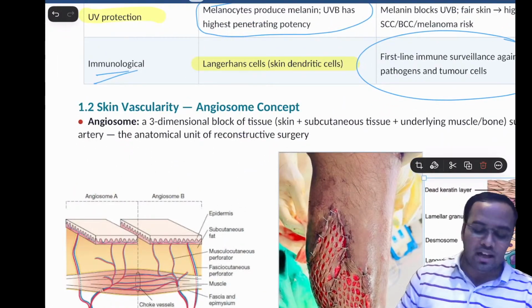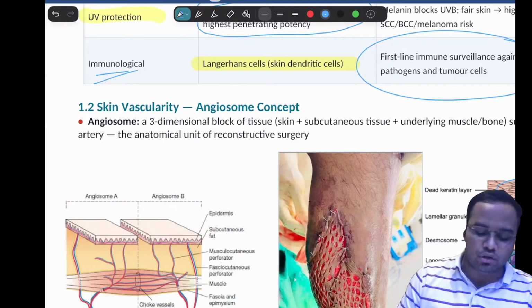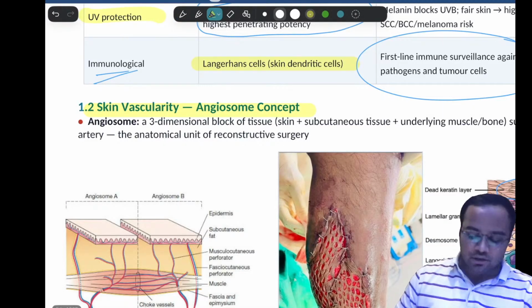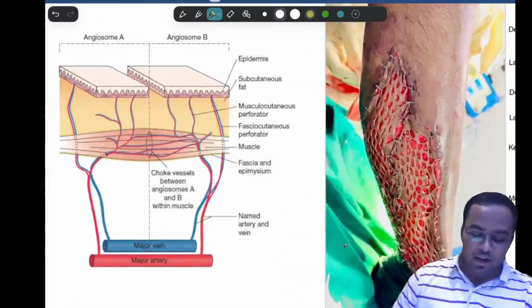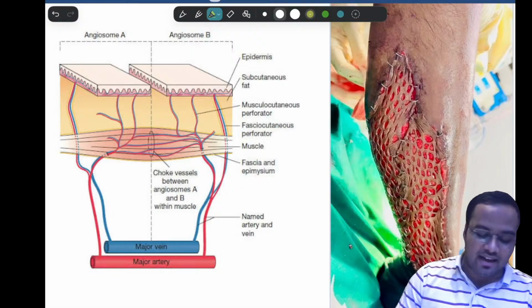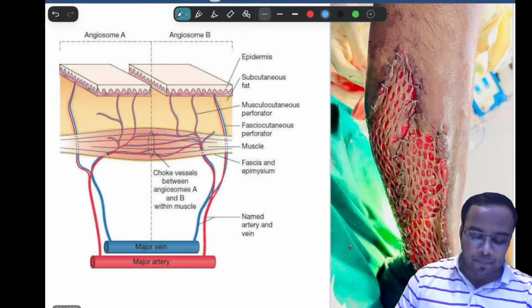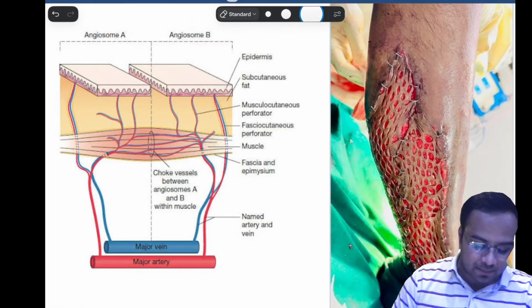So skin vascularity comes from a concept called the angiosome concept. So what is an angiosome concept? You can see the diagram here readily. Whenever there is a major artery near the skin, it is going to penetrate the muscle over the skin. So this is the penetration of the muscle.